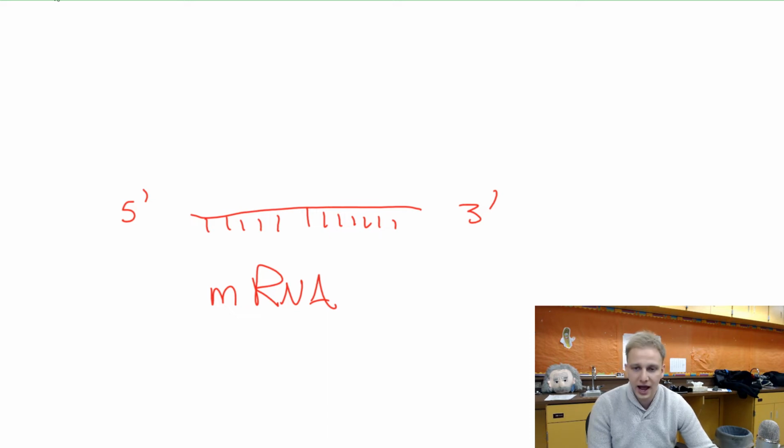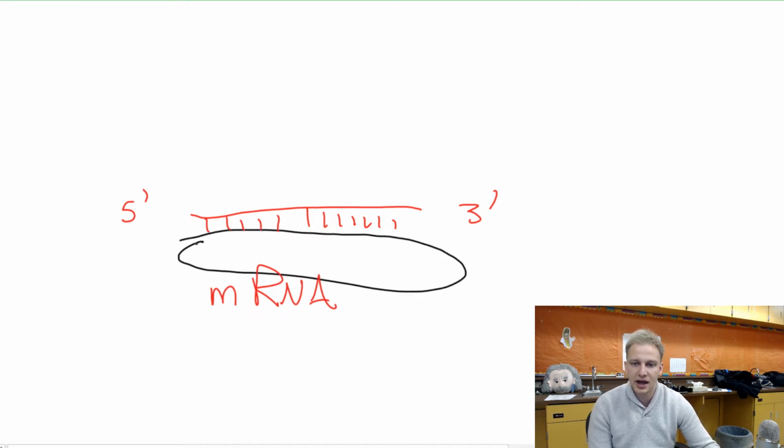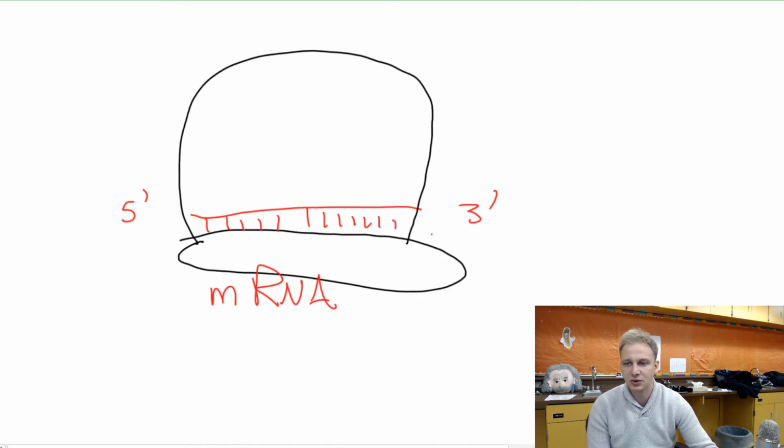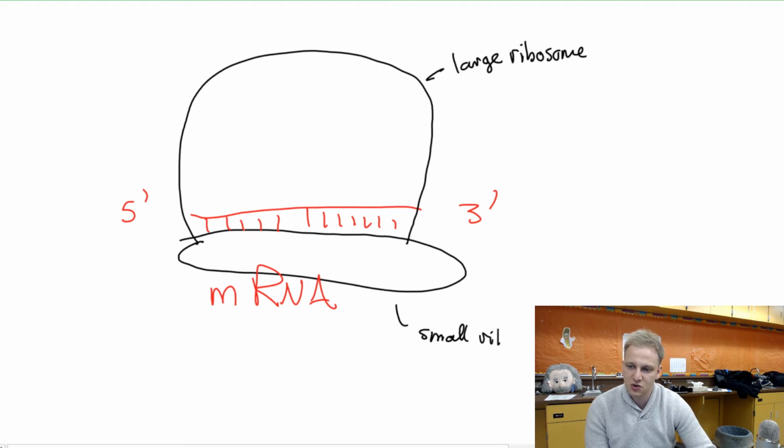And so what will happen with this mRNA is, once we have the 5' to the 3' end, it's going to be bound up by a double ribosomal unit. This will be a large ribosomal unit, large ribosome, and this will be the small ribosome. And basically those are going to hold on to our mRNA sequence so that something called translation can start to take place. Now, within this ribosomal subunit, there will be 3 sections.